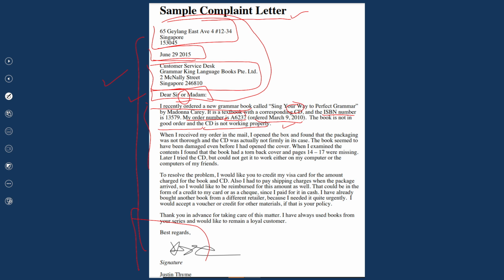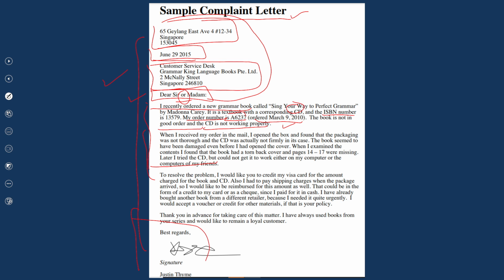When I received my order in the mail, I opened the box and found that the packaging was not thorough and the CD was not firmly in its case. The book seemed to have been damaged even before I had opened the cover. When I examined the contents, I found that the book had a torn back cover and pages 14 to 17 were missing. Later, I tried the CD but could not get it to work either on my computer or the computers of my friends. To resolve the problem, I would like you to credit my Visa card for the amount charged for the book and CD.